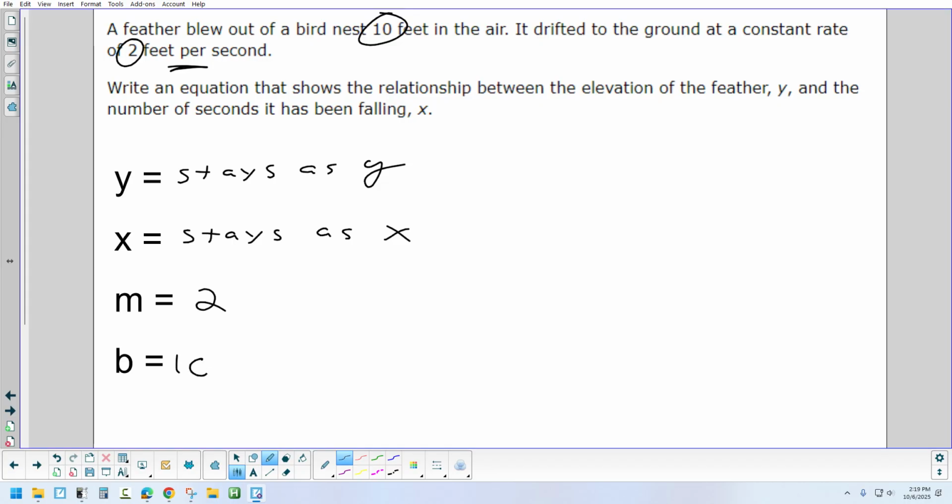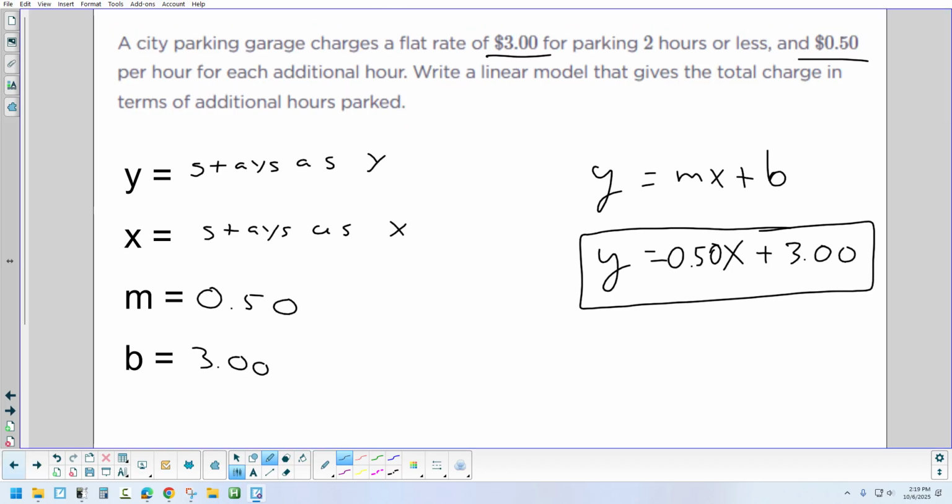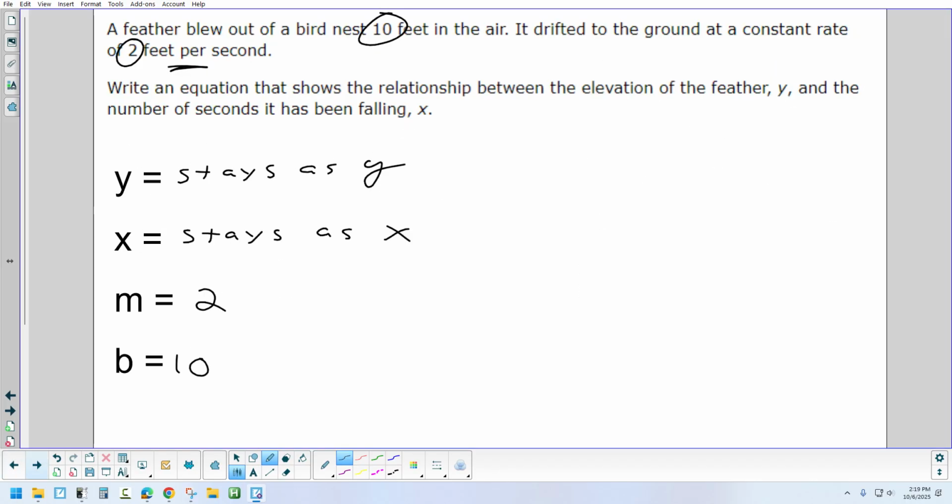10. And that's because the y-intercept, think of it as the initial height of the feather. Where did the feather start? How high in the air was the feather? At the beginning, 10 feet. Yeah, that's the initial value of the feather, and that's a one-time number. It never is going to hit 10 feet again. It starts at 10 feet, and then it falls.